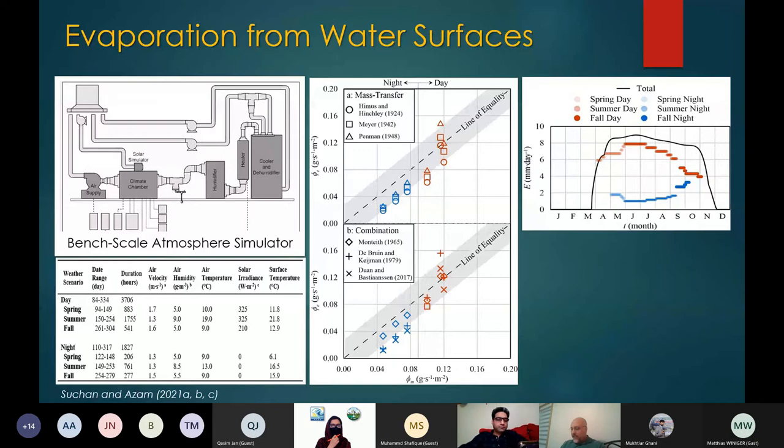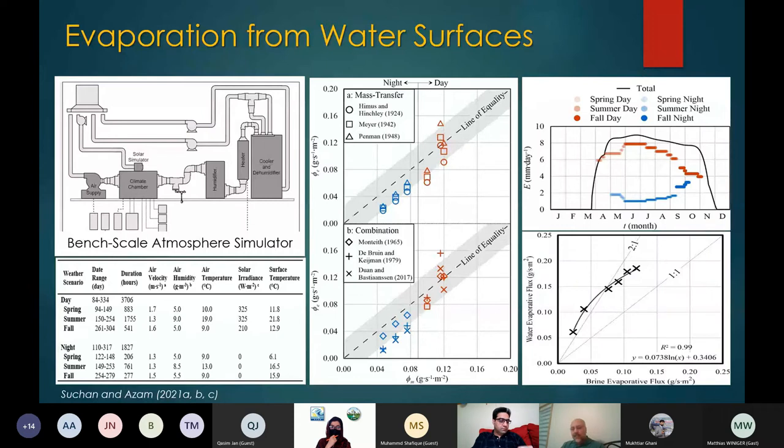His investigation also found the rate of evaporation from saturated brine. Now I'm putting sodium chloride in the water. Previously it was distilled water, now it's sodium chloride saturated. And he basically said that evaporation from a saturated brine is half of that from distilled water.